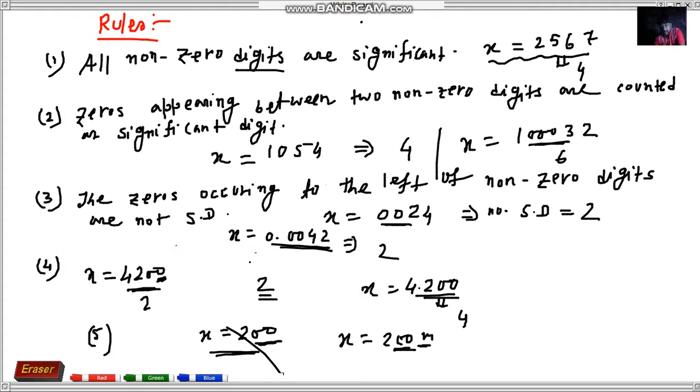So when the zeros are at the right side, be careful. If zeros are at the left side, then there is no problem. Only the non-zero digits are counted as significant digits. But if the zeros are at the right side, then there is a problem. You have to follow the rules properly, whether there is a unit or not, whether there is a point or not. Now let me discuss the other rules also.